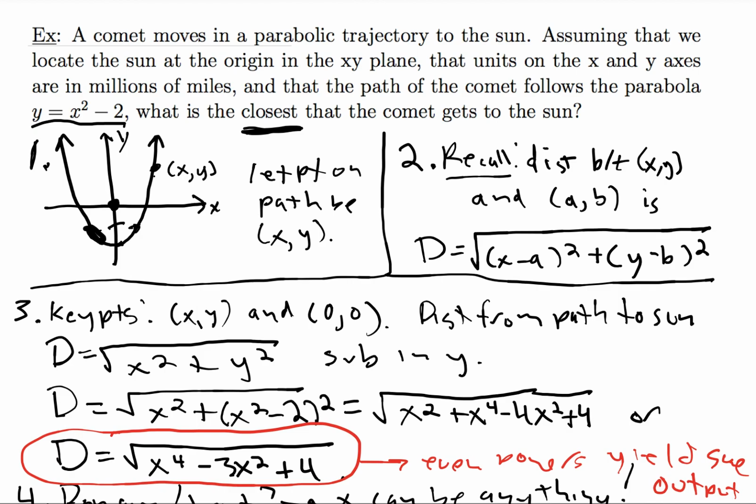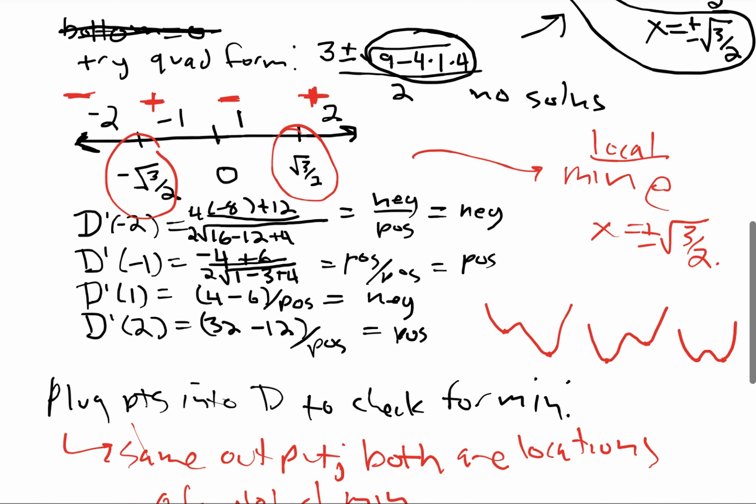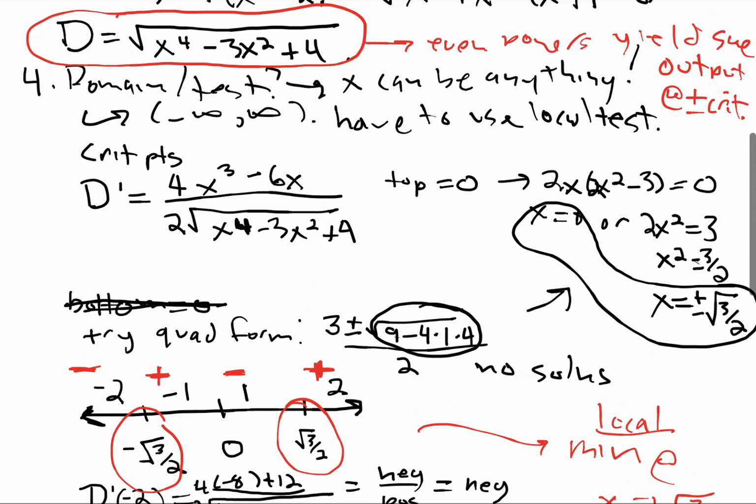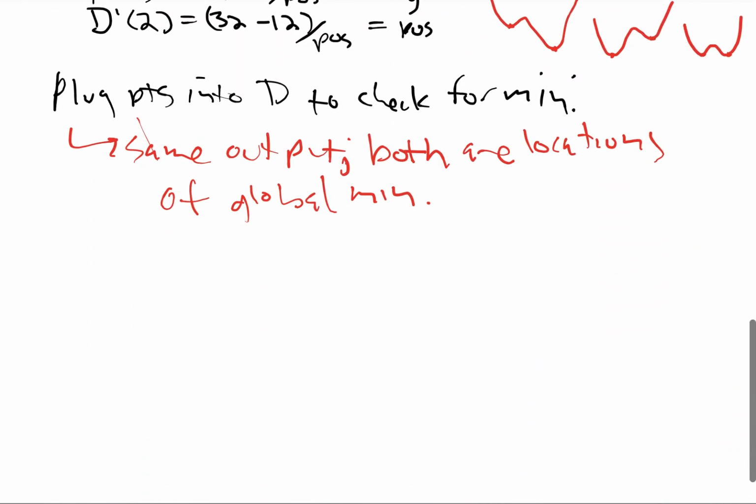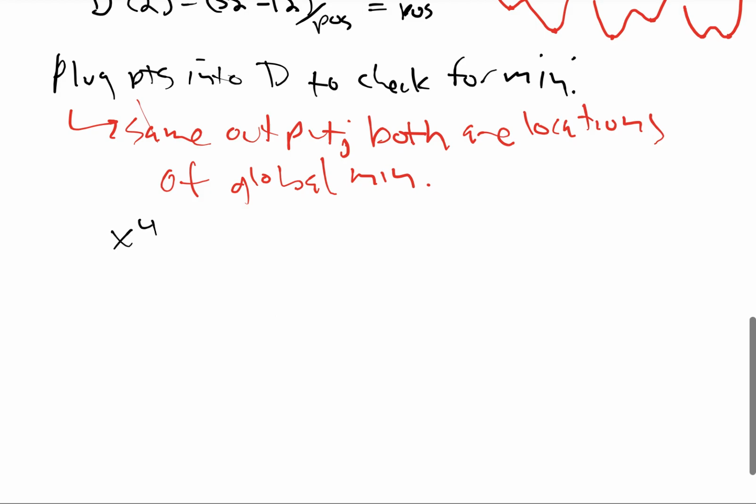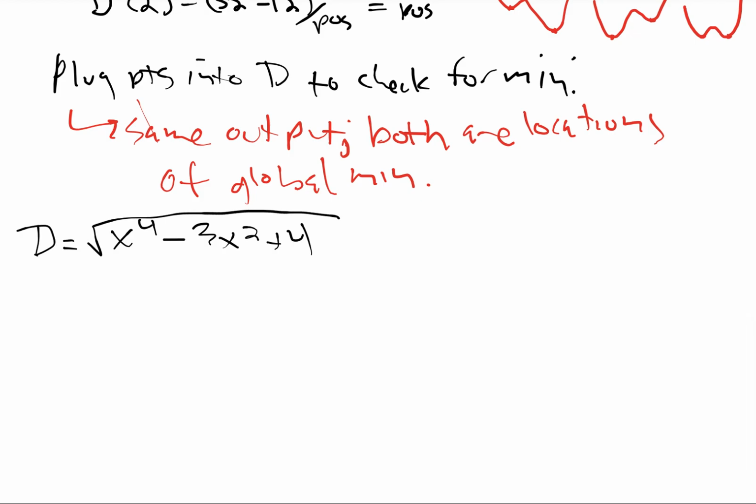It's not good enough to give the locations. I actually have to give the distance in terms of millions of miles. So we'll go ahead and plug this in really quickly. So d was x to the fourth minus 3x squared plus 4, all inside of my root, and it didn't really matter which one I plugged in here to get my result. My closest distance was going to be given by plugging that root 3 over 2 in here and then simplifying.